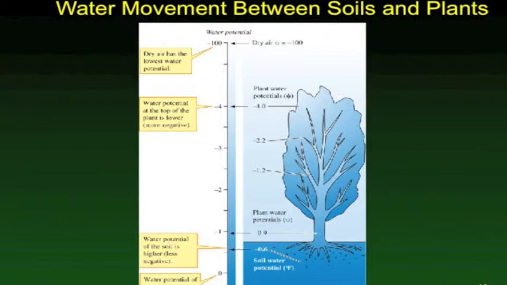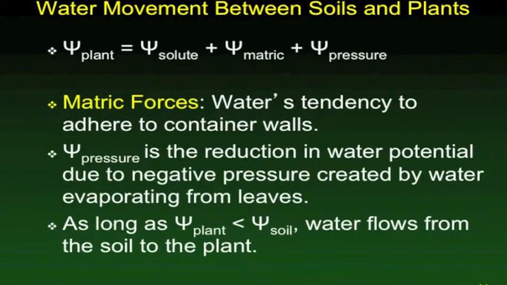The movement of water in plants gets even more interesting when we add, in addition to the psi of the solute, a psi associated with matrix forces, which is the tendency of water to stick to the side of a container. And this is what causes water to move up in a straw above the level inside of a glass.